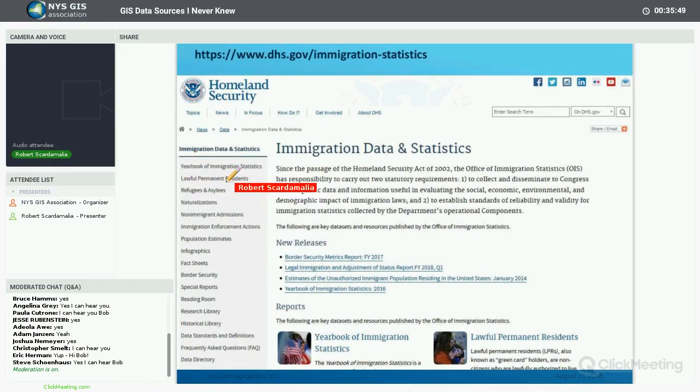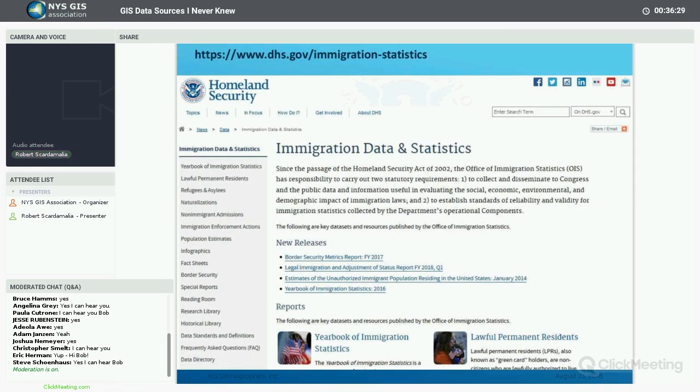Lawful permanent immigrants, refugees and asylees, naturalization process, non-immigrant admissions, immigration enforcement. There's so much data to help inform policy. As I mentioned early on, understanding sources matters. When you do that, you can understand how the data can be most effectively applied. And in this case, it isn't always applied too well. The point is that there's a lot of data for you to access and analyze the immigration process in our country.